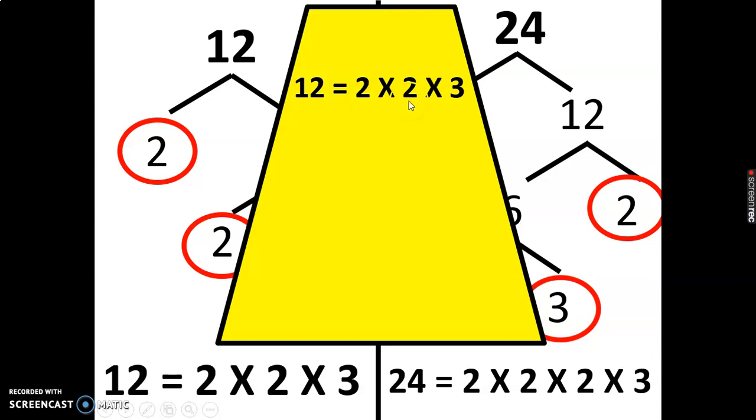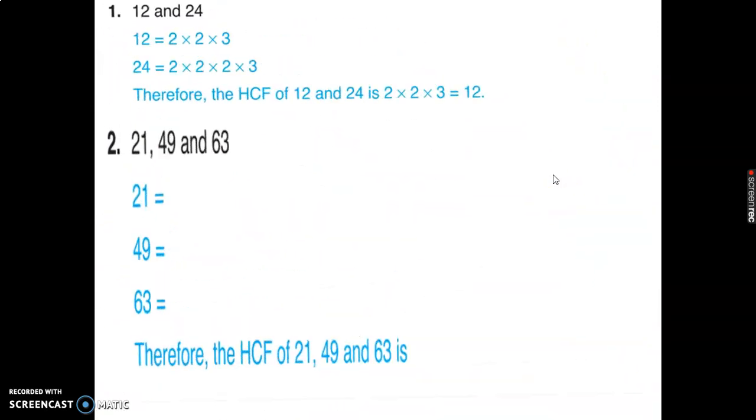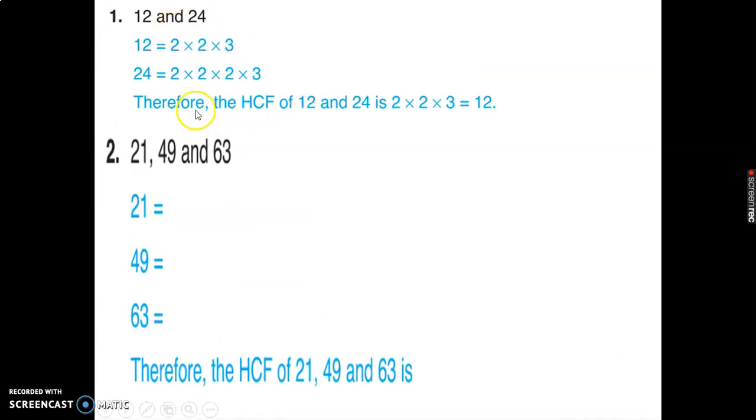12 is equal to 2 times 2 times 3, right? And 24 is 2 times 2 times 2 times 3. So the common factors are 2 times 2 times 3. Therefore, the highest common factor of 12 and 24 is 2 times 2 times 3, which is equal to 12. Do you understand? So this is the answer to number 1. That's it. Therefore, 12 is the answer.